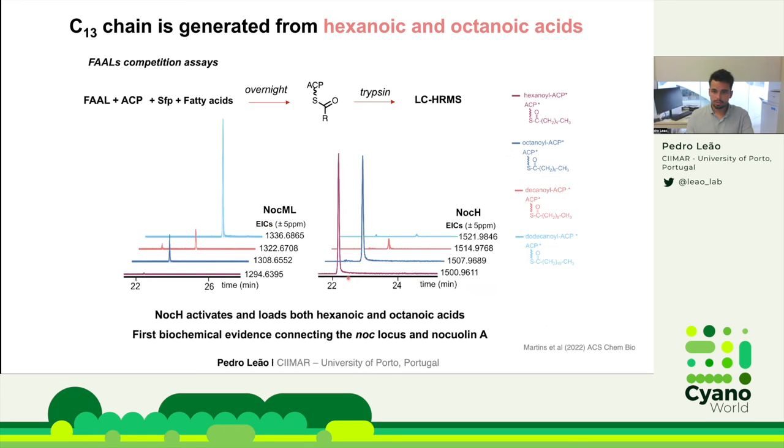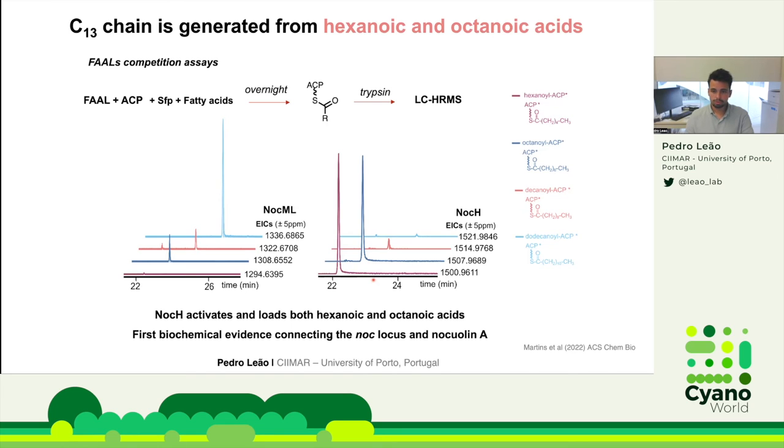And she saw that only NOC H was able to efficiently activate both C6 and C8, which is quite unusual. Usually you have one FAEL activating one fatty acid, the other activating another fatty acid. In this case, it seems like it's a single FAEL activating both fatty acids that are used to compose that C13 chain of inoculin A.